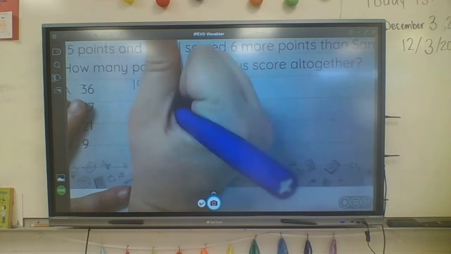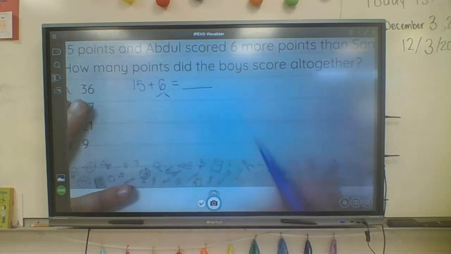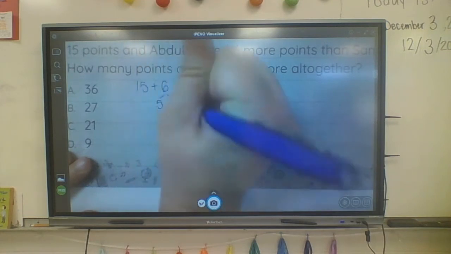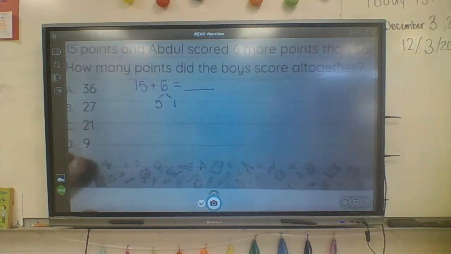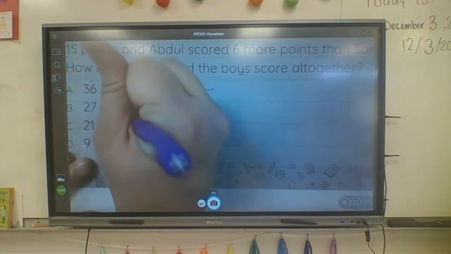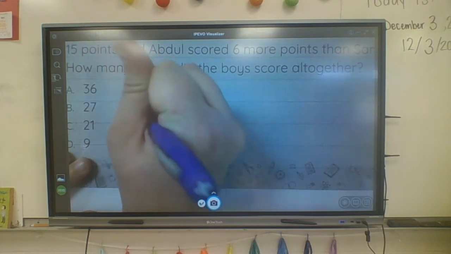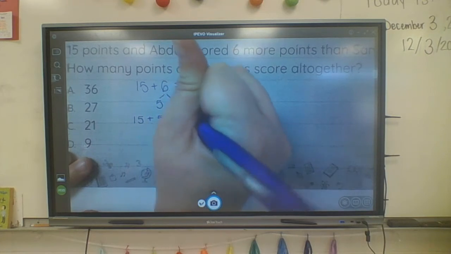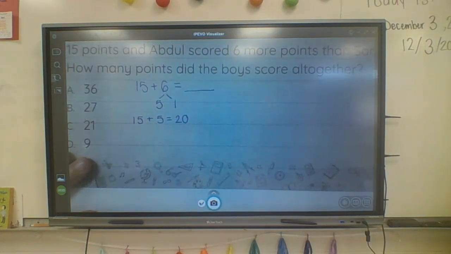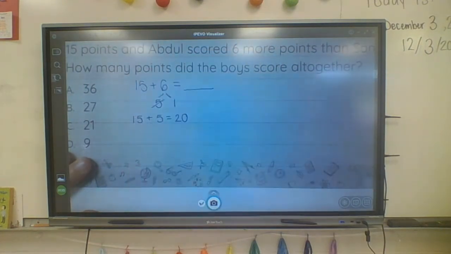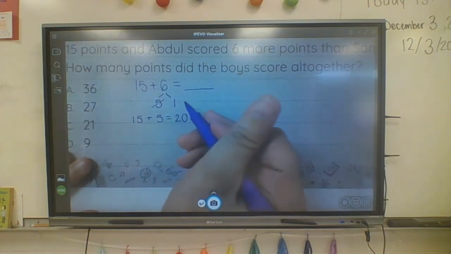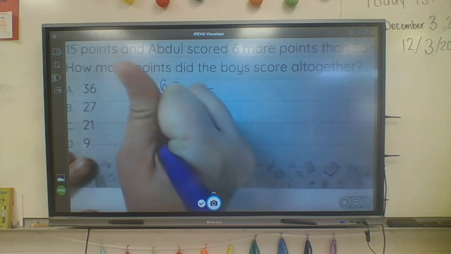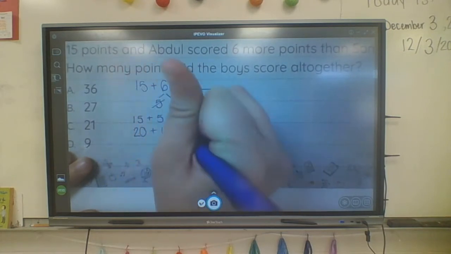Okay, so to decompose, I'm going to break my number apart so that it's easier for me to add. And I'm going to break this into 5 and 1. And I broke it into 5 and 1 because I know 15 plus 5 will give me a friendly number of 20. So now I added my 5. Next, I need to add my 1 to my 20, which I know equals 21.